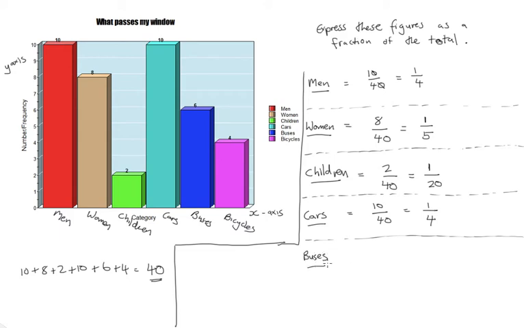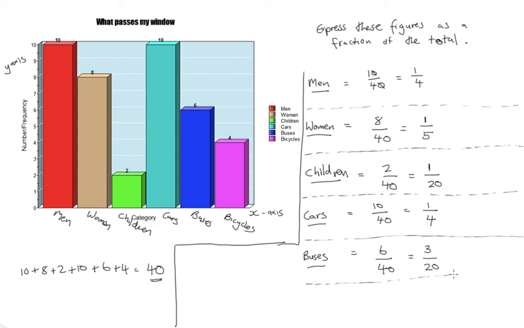How many buses pass the window? 6. Over 40. Now, we can divide 6 by itself, but can we divide 40 by 6 and get a whole number? We can't. So let's divide 6 by 2. So 2 into 6 goes 3. And then 2 into 40 goes 20 times. So 3/20ths. So this would be the simplest fraction.